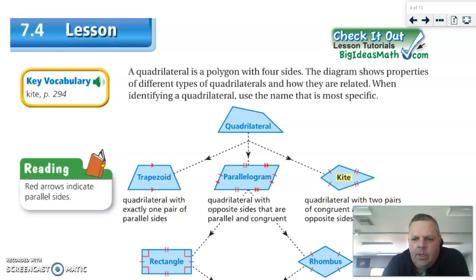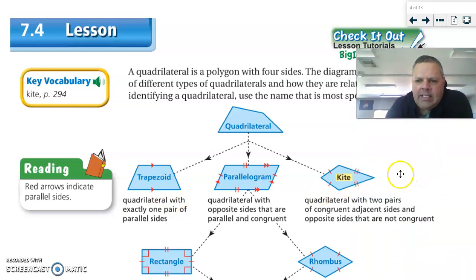The second one is a kite. So you can see a kite is a quadrilateral with 2 pairs of congruent adjacent sides. We've been talking about adjacent sides. Those are sides that are next to each other. They have to be equal. So this is equal to this. This is equal to this. This is a kite. And the opposite sides are not congruent. So this and this are not the same.